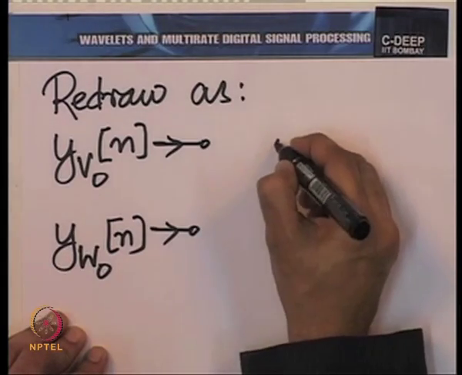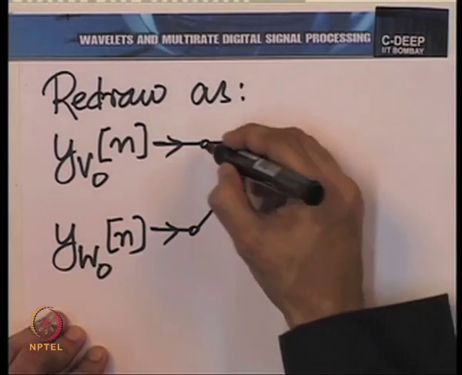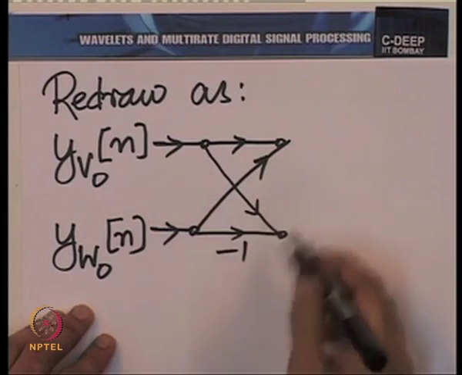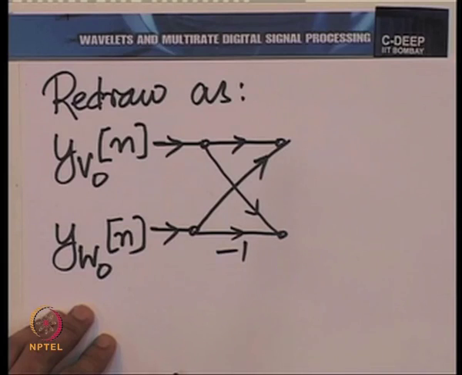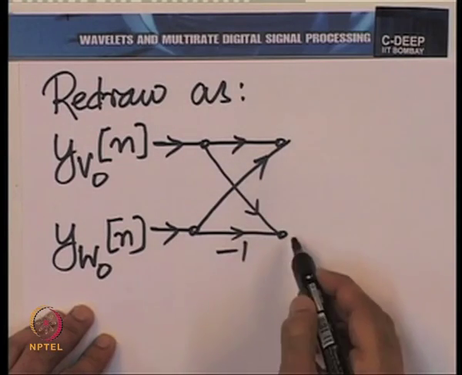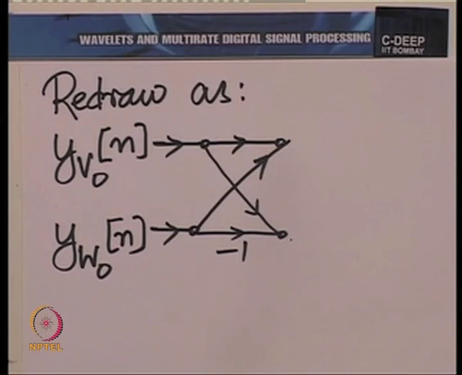So, we have a sum and difference branch here. Recall, this is what we call a signal flow graph. In a signal flow graph, we have nodes and we have edges. A signal flow graph is a convenient way of showing computation. You will recall that whenever you have a node at which you have multiple edges coming together, the content of the edges is added together.